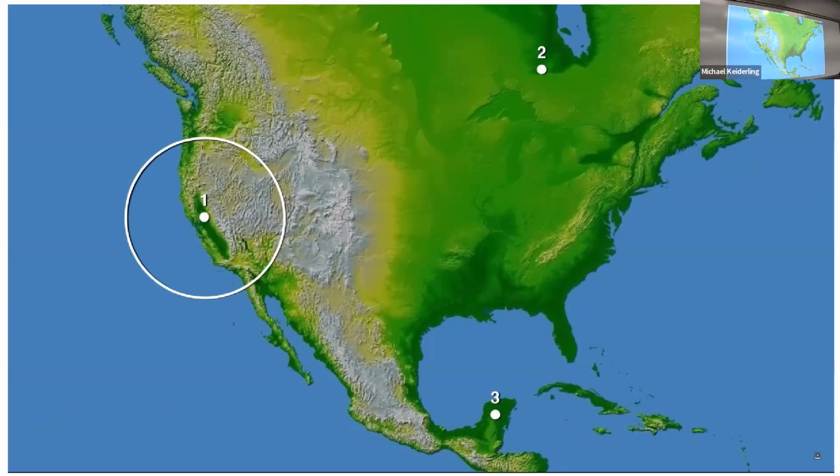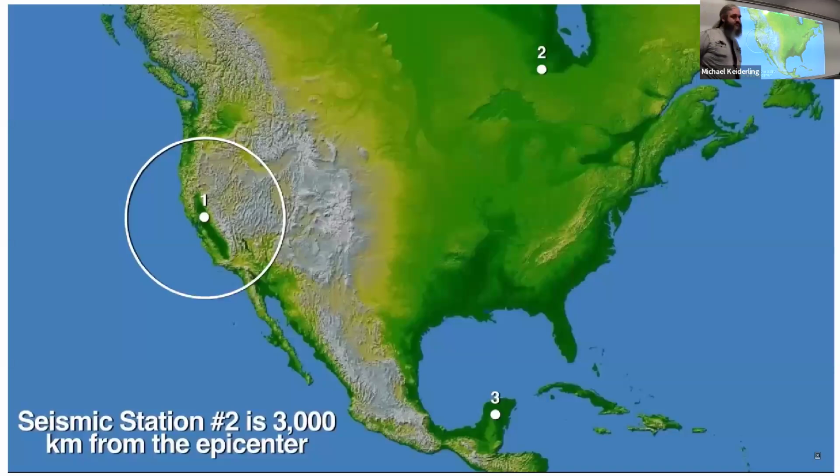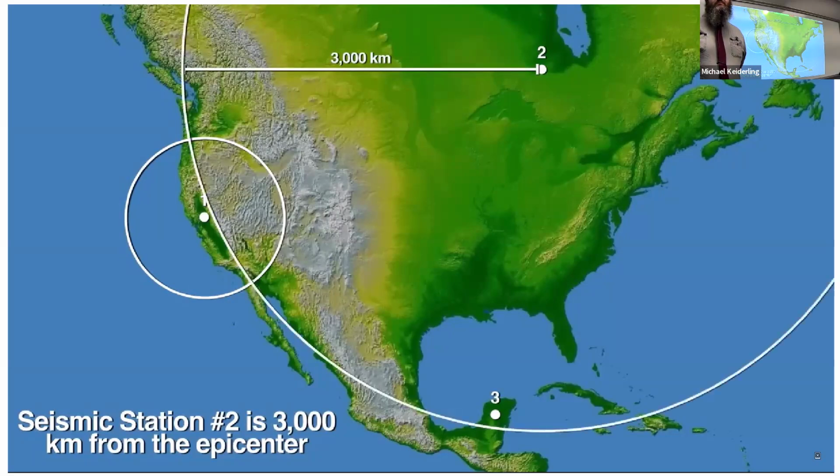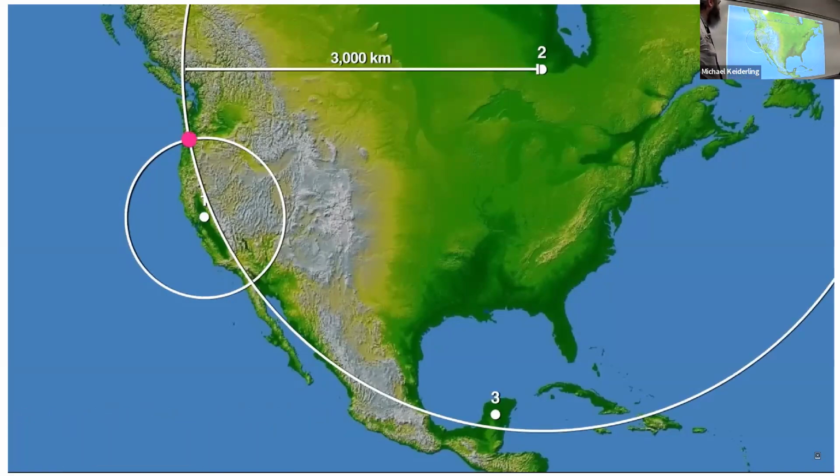But again, that's not good enough because we want to pinpoint the location. So let's turn our attention to location 2. And say we did our math and we found that location 2 is 3,000 kilometers from the epicenter. Now again, it could be 3,000 kilometers in any direction. So we will draw a circle around point 2 with a radius of 3,000 kilometers. Now notice something. If you did this properly, your circles should intersect, most likely in 2 places. And what that means is that the earthquake had to happen either here at this intersection or here at this intersection.